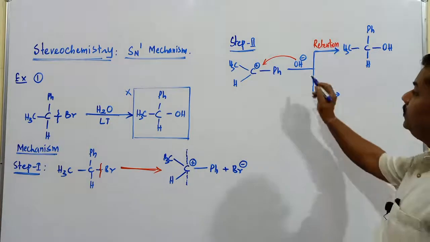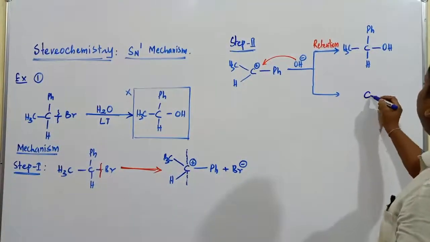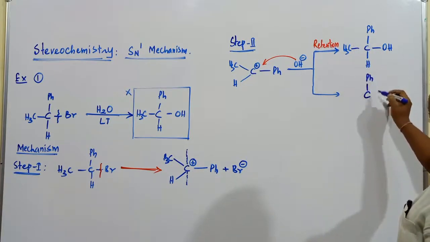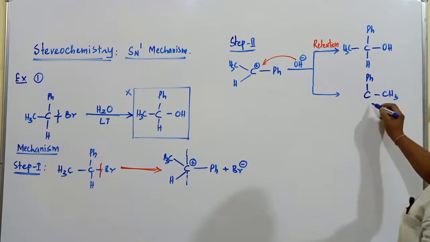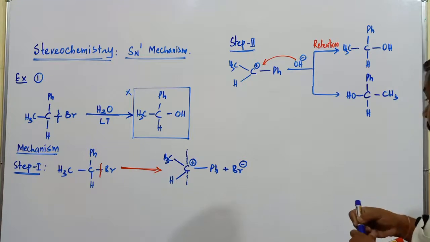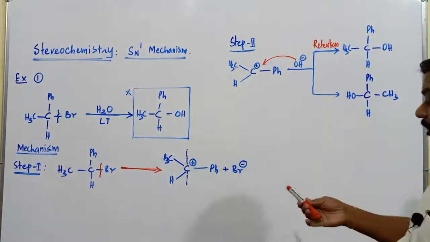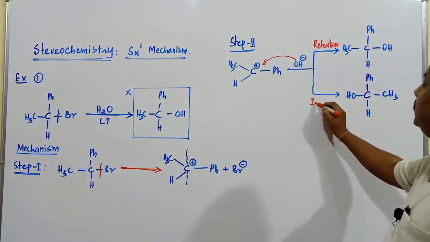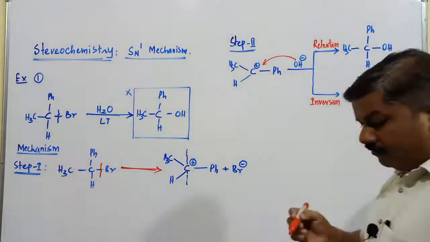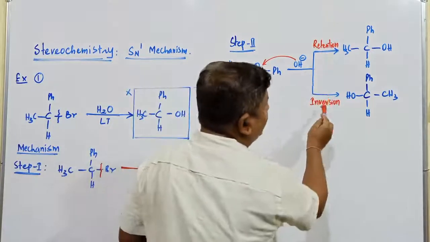Similarly, if OH minus attacks on the rear side, that is from the back side, then what is the nature of this molecule? Just these two groups will be interchanged. Now this is the OH, this becomes what? CH3. Now this is going to be hydrogen, this is again the OH group. Here the OH minus ion attacks from the back side. When the OH minus attacks from the back side, this configuration is referred to as what? Inversion of configuration.